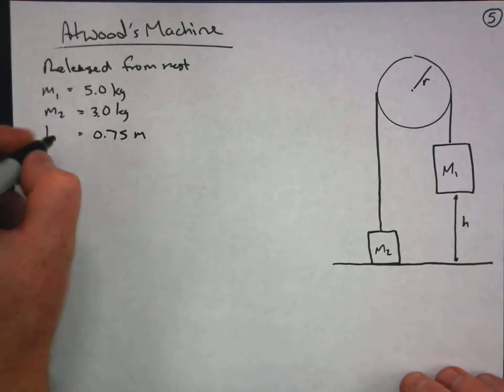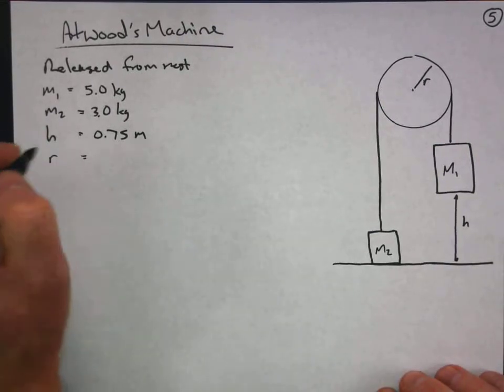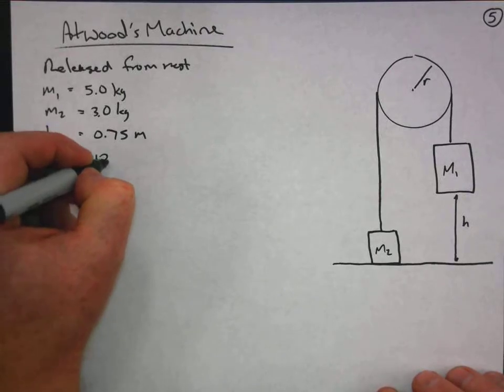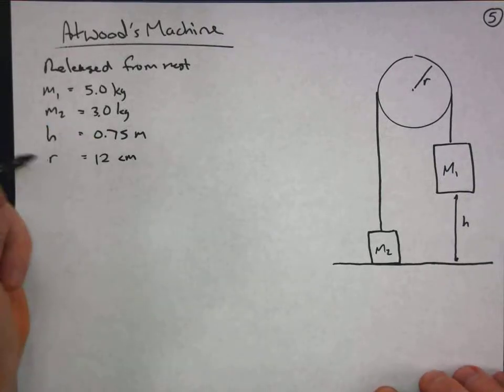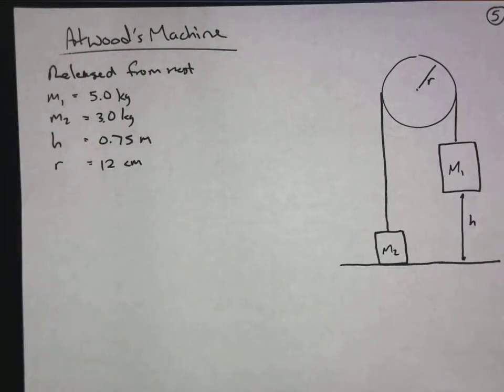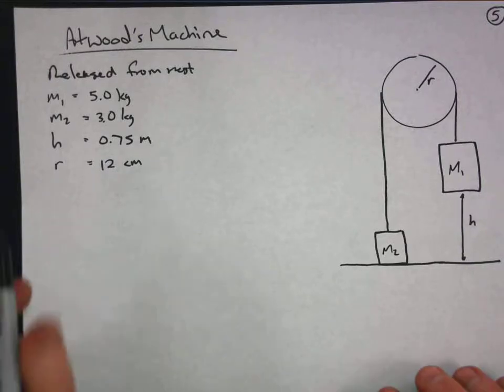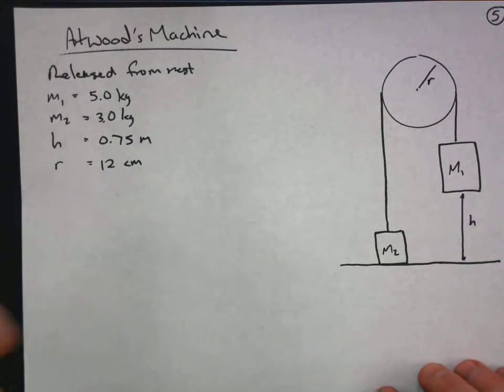The pulley's radius of the pulley. Let's give that a radius of 12 centimeters. Not too large, large enough. Now here's the thing, we of course are going to have a question we have to try to answer.